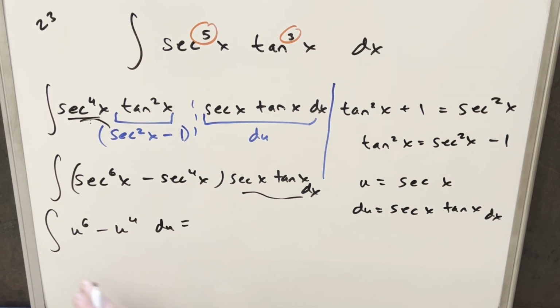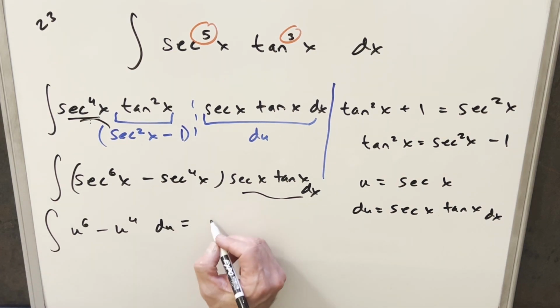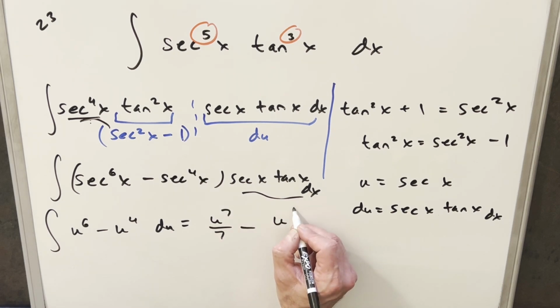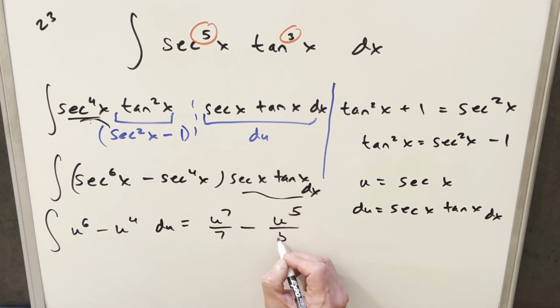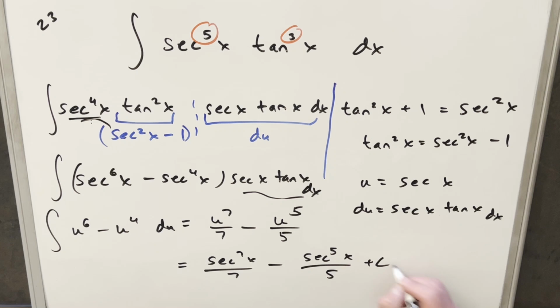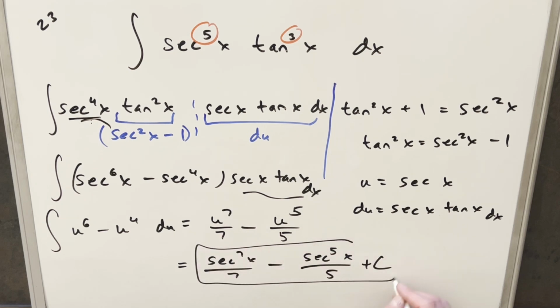But now this is just power rule, so we'll go ahead and integrate. First term, it's going to be u to the seventh over 7, and the second term is going to become u to the fifth over 5. But our u value is just secant. So for my final solution, we're just going to have secant to the seventh x over 7 minus secant to the fifth x over 5. Add a plus C on there, and that's it.